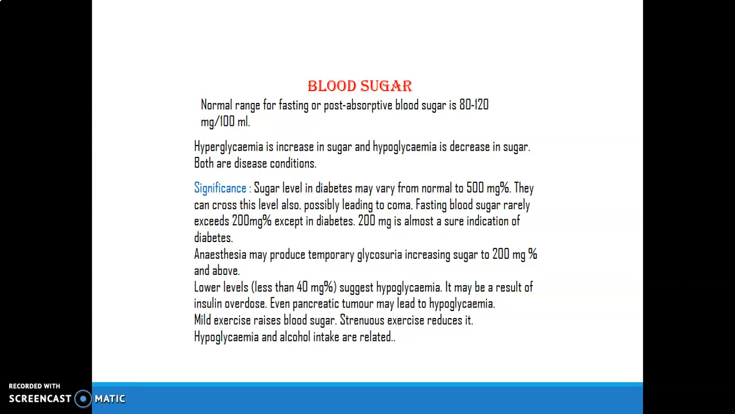Anesthesia may produce temporary glycosuria, increasing sugar to 200 mg per cent and above. Lower levels, that is less than 40 mg per cent, suggest hypoglycemia. It may be the result of insulin overdose. Even a pancreatic tumor may lead to hypoglycemia. Mild exercise raises blood sugar. Strenuous exercise reduces it. Hypoglycemia and alcohol intake are also related. If alcohol intake is high, our blood sugar level ultimately decreases, leading to hypoglycemia.